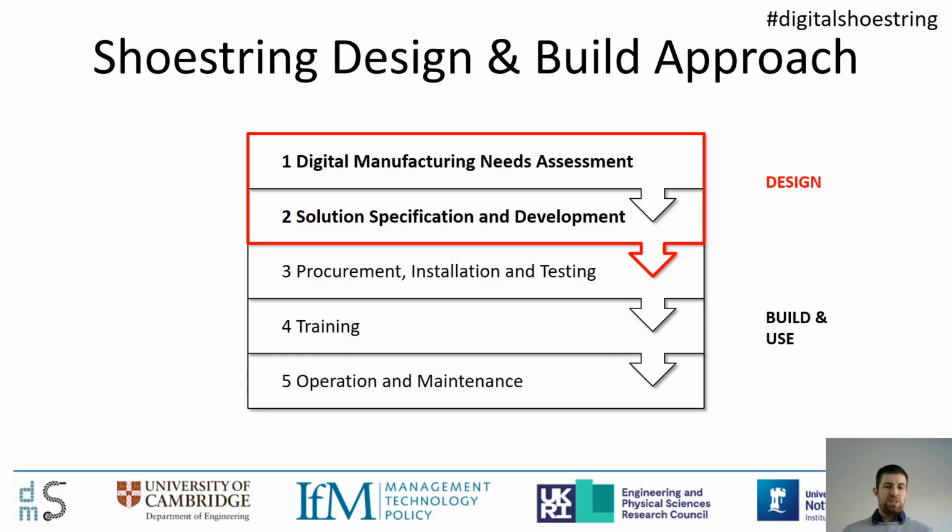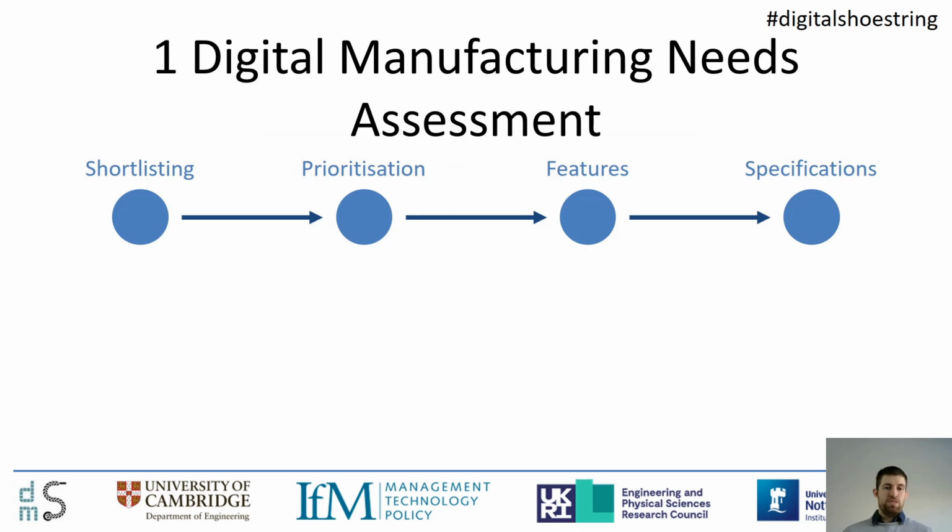In the design phase, we have digital manufacturing needs assessment, solution specification and development. Then onto the build phase, we have procurement, installation and testing, training, and then operation and maintenance. But in this morning's presentation, we'll be focusing on these first two in the next few slides. So, the digital manufacturing needs assessment. It has 4 main phases, starting with shortlisting, then onto prioritization, then features, and then specifications.